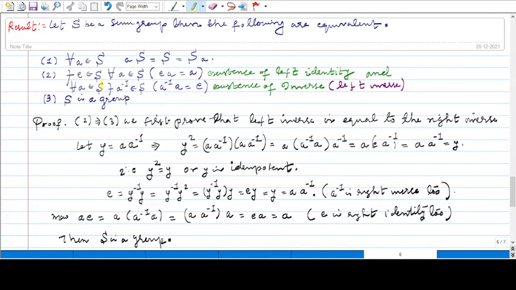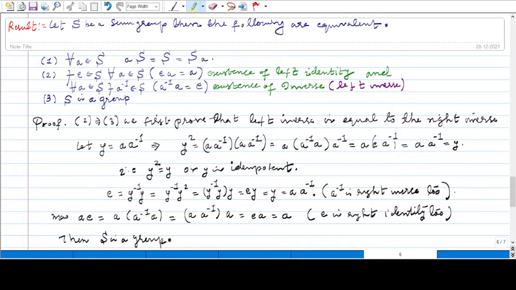So I'm telling this once again: for every a belongs to S, ea = a. This implies there is a left identity and a left inverse for every element, and that implies S is a group. Now, as S is a group, you have to prove 3 implies 1. So this is the idea. First we are going to prove 2 implies 3.